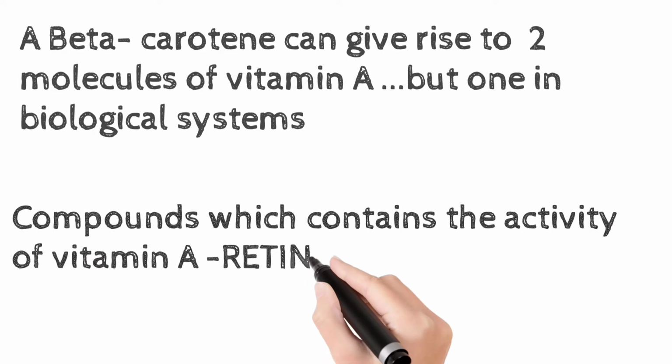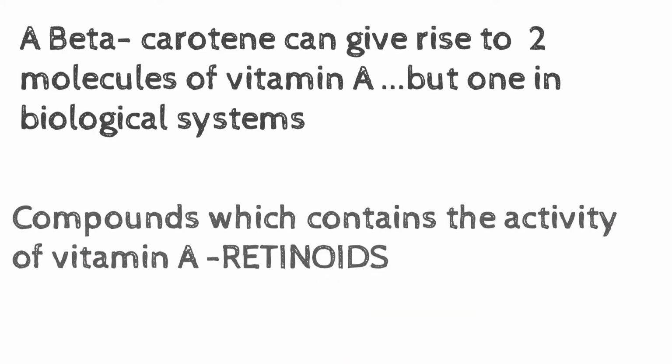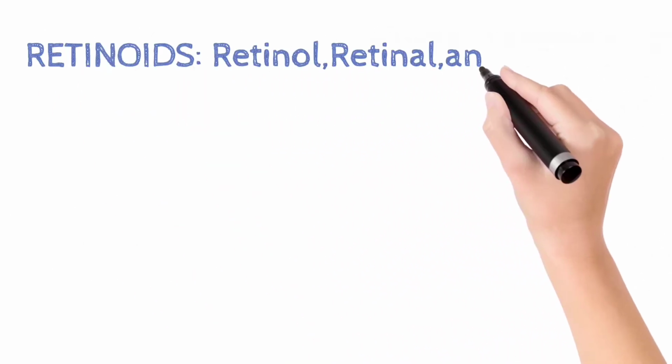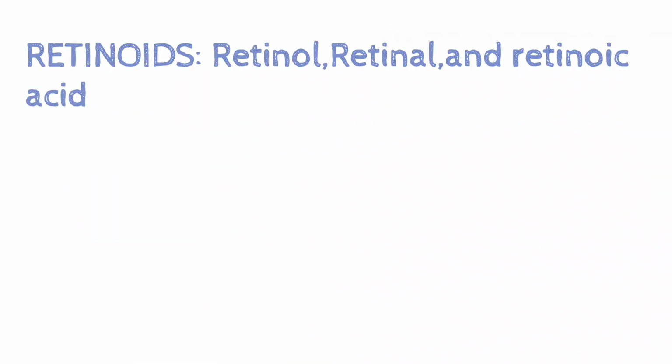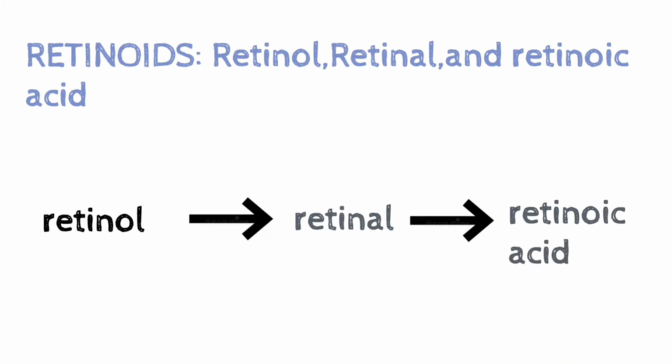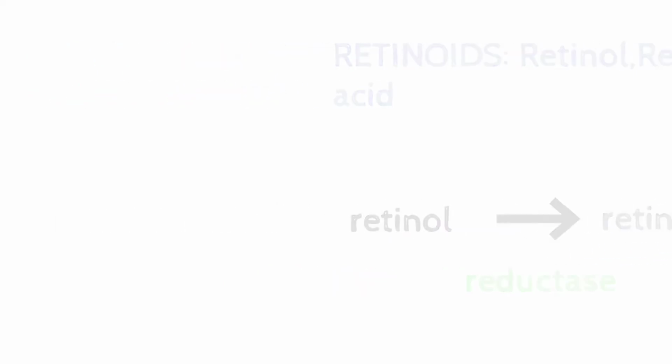What are called retinoids? Compounds which contain the activity of vitamin A are collectively called retinoids. What are the retinoids? Retinol, retinal and retinoic acid. Retinol can be oxidized to retinal and it can be further oxidized to retinoic acid. Retinal to retinoic acid is irreversible. Retinal can be reduced to retinol by reductase, which is a reversible reaction.